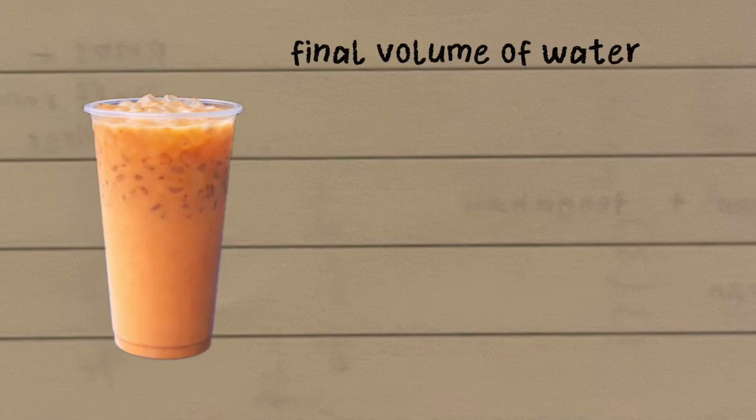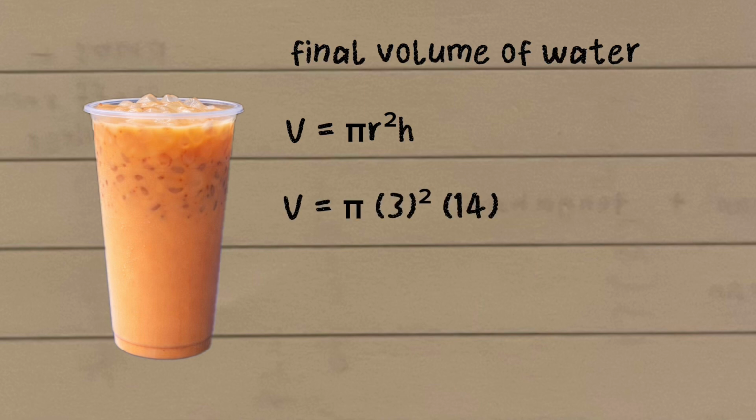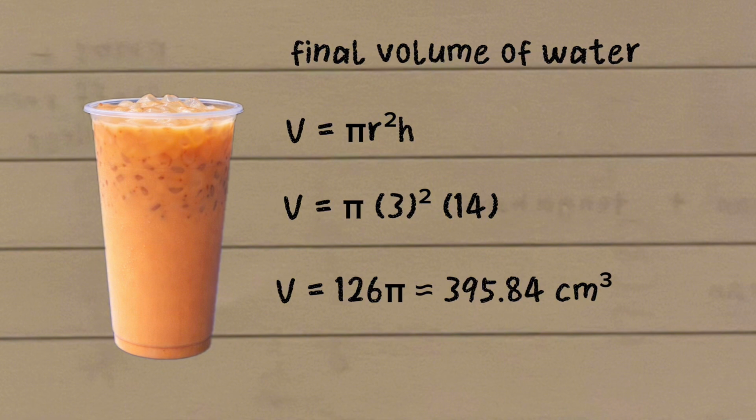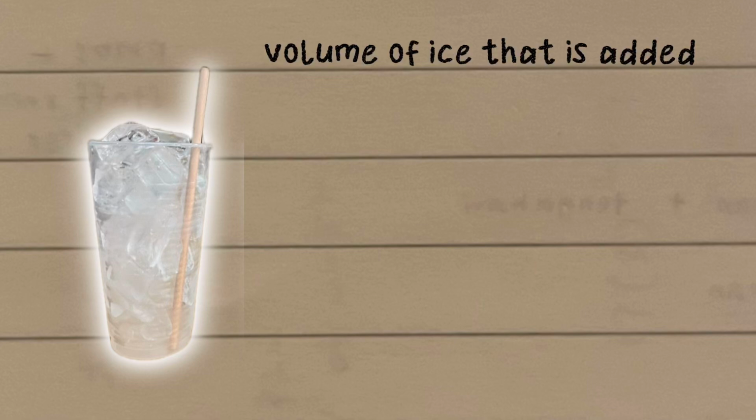Same goes for the final volume of water. We assume it fills the cup completely without any spillage. So, substitute the values inside the same formula. Pi times 3 squared times 14, which equals 126 pi, that is approximately equal to 395.84 cm cubed.